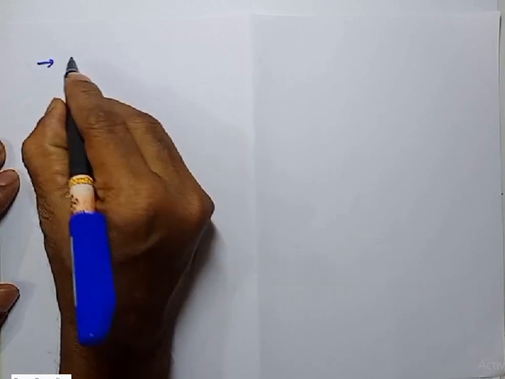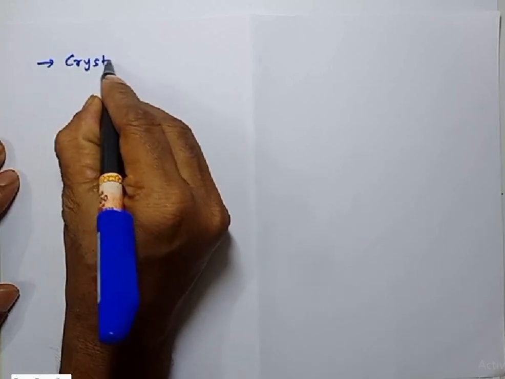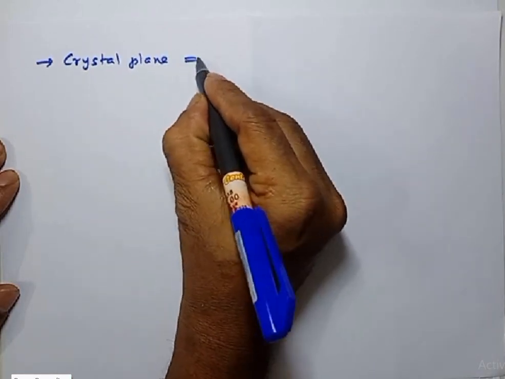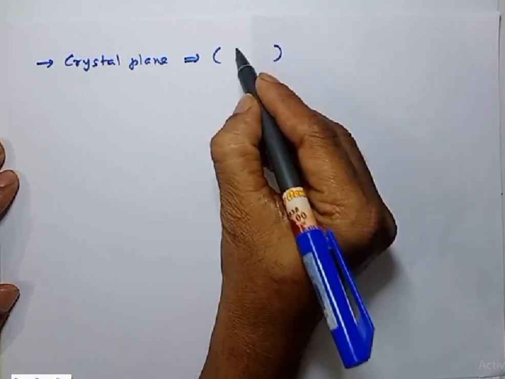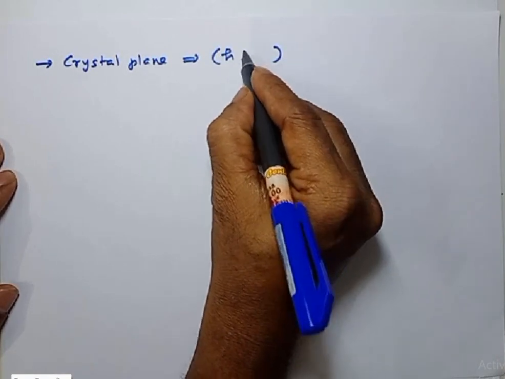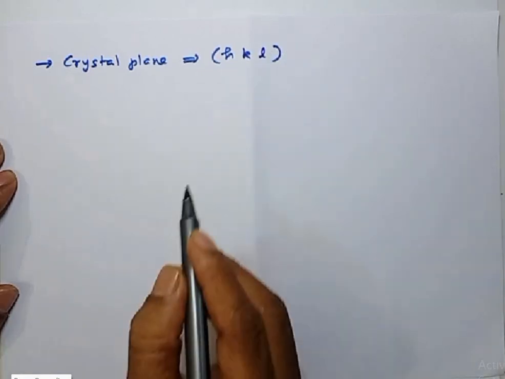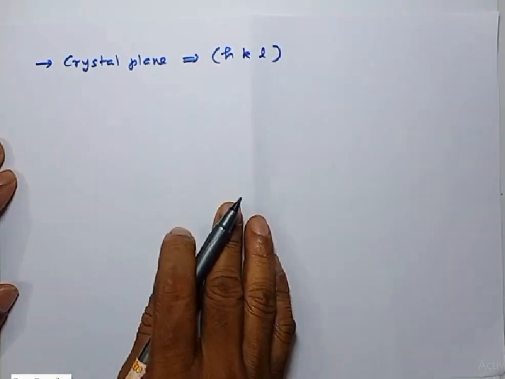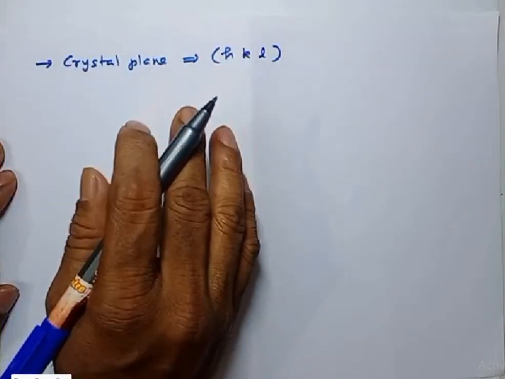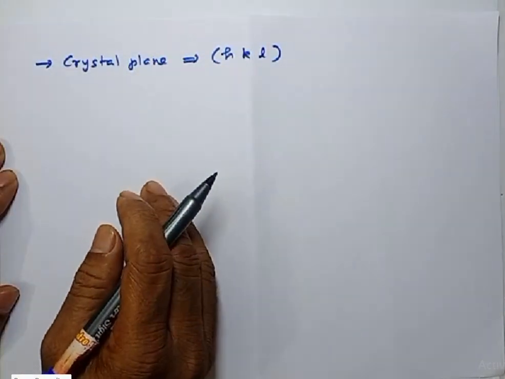Okay, so we represent the crystal planes. We represent a crystal plane by a curved bracket, and inside the bracket we write integers h, k, l, and these integers are called Miller indices. How to find Miller indices? We discussed many examples.